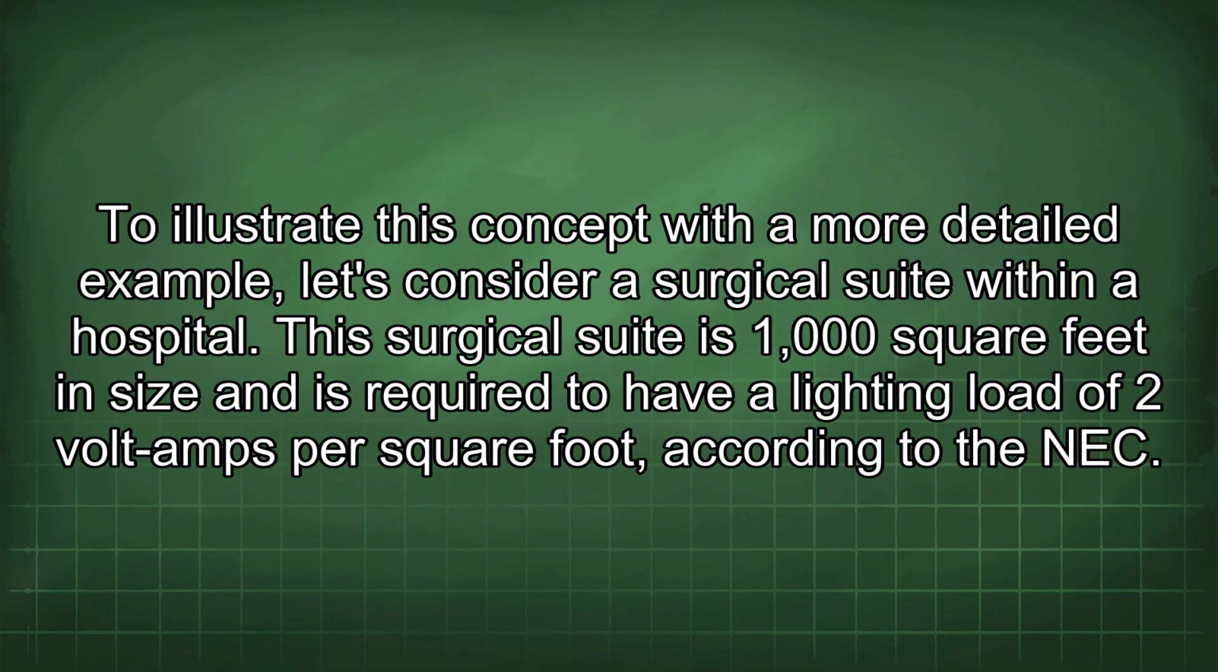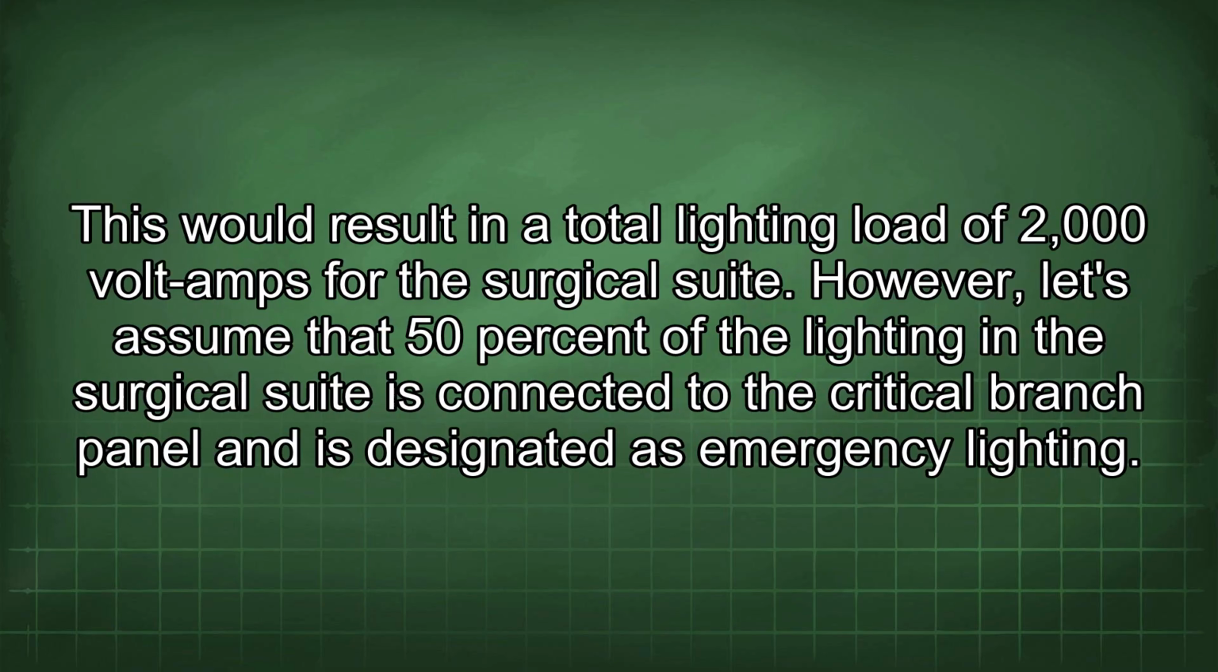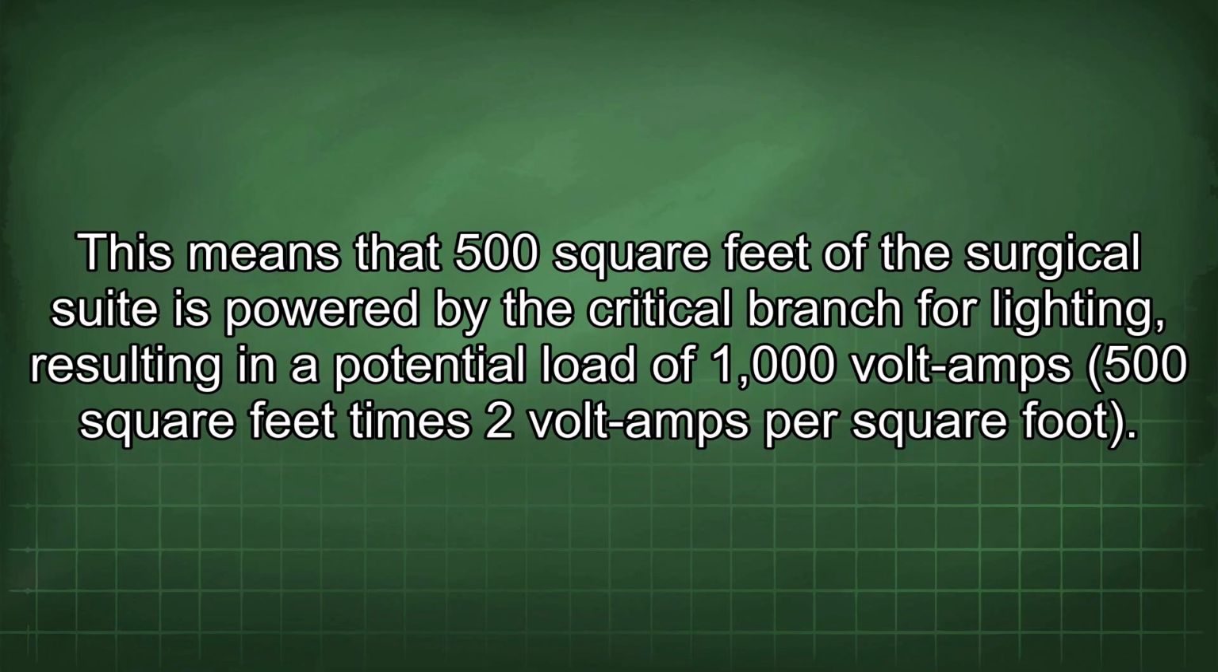To illustrate this concept with a more detailed example, let's consider a surgical suite within a hospital. This surgical suite is 1,000 square feet in size and is required to have a lighting load of 2 volt amps per square foot according to the NEC. This would result in a total lighting load of 2,000 volt amps for the surgical suite. However, let's assume that 50% of the lighting in the surgical suite is connected to the critical branch panel and is designated as emergency lighting. This means that 500 square feet of the surgical suite is powered by the critical branch for lighting, resulting in a potential load of 1,000 volt amps, 500 square feet times 2 volt amps per square foot.